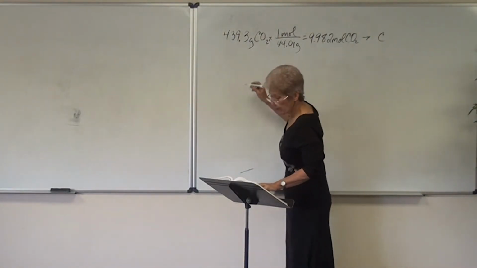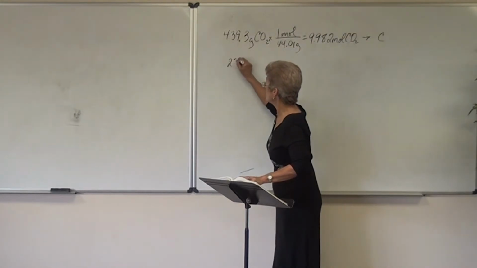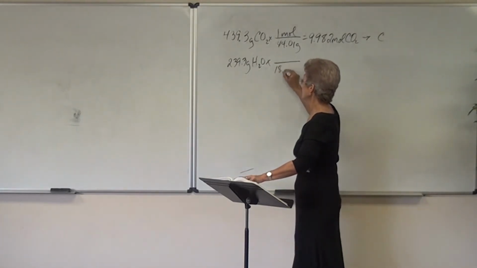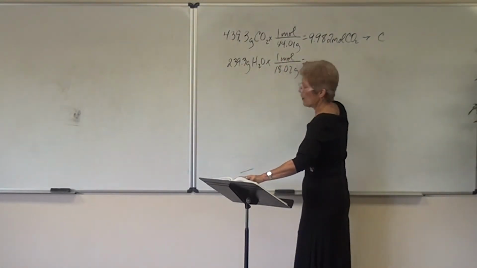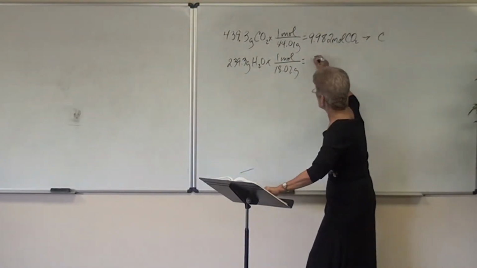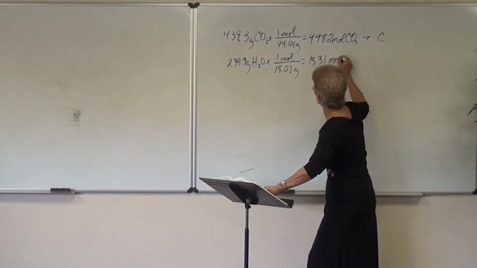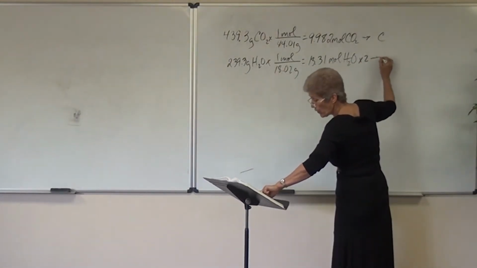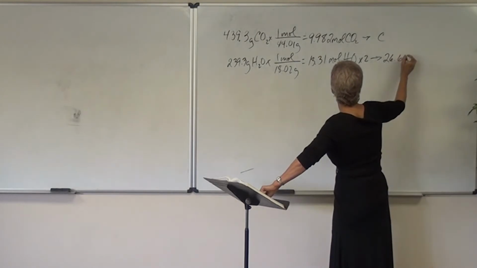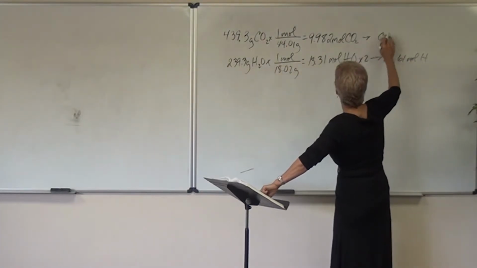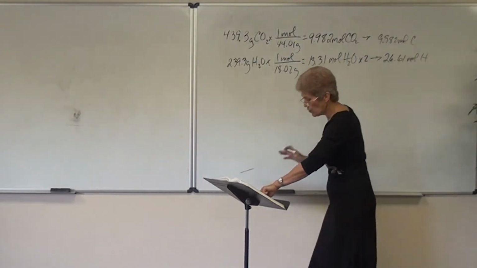And then we take the amount of water, which is 239.3 grams of water, times 1 mole over 18.02 grams. And that's going to give us 13.31 moles of water. So if you multiply that by 2, it's going to give us 26.61 moles of hydrogen. And we have that many moles of carbon too. So I'm just going to write that here, 9.982 moles of carbon. Okay, so far so good.